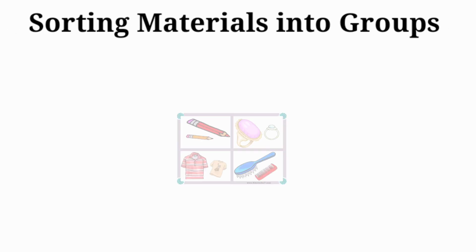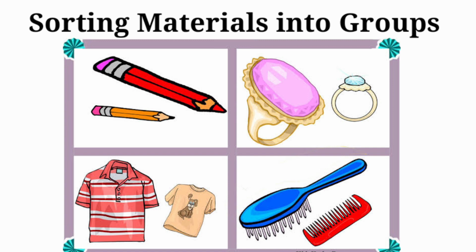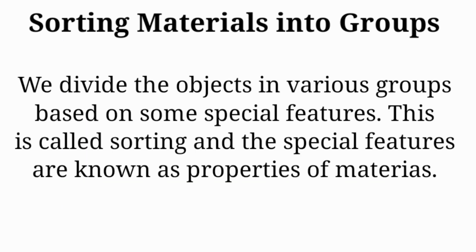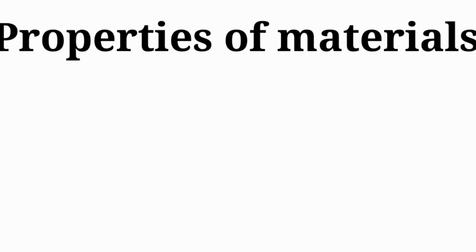Sorting materials into groups. When you look around, you observe different objects. Some are small, big, soft, and hard, and many more. So we classify the objects in various groups based on some special features. This is called sorting, and the special features are known as properties of material. Let us understand properties of material.